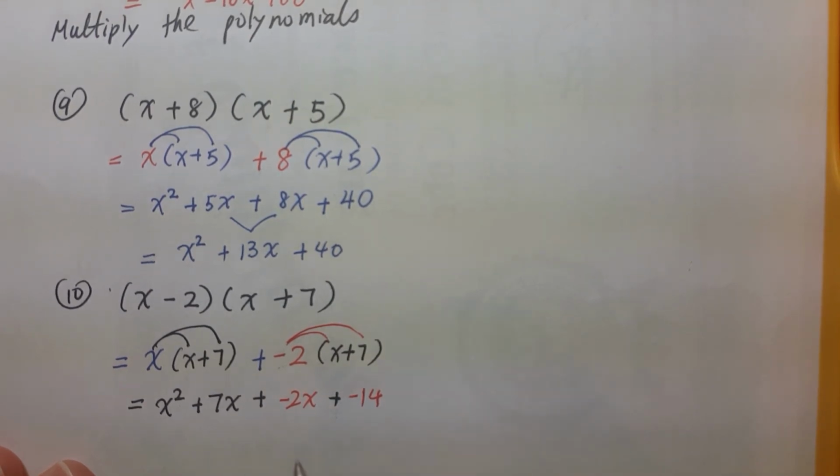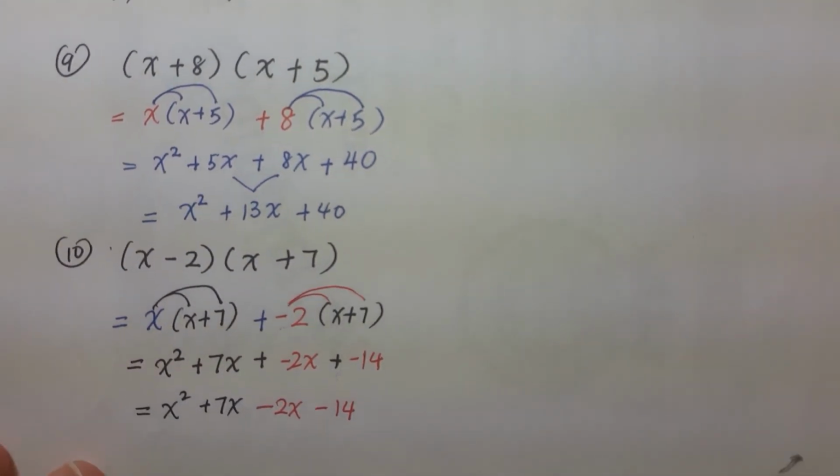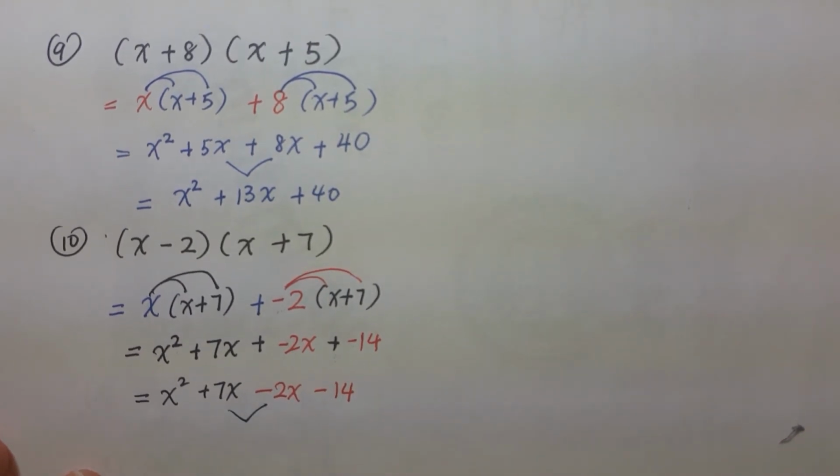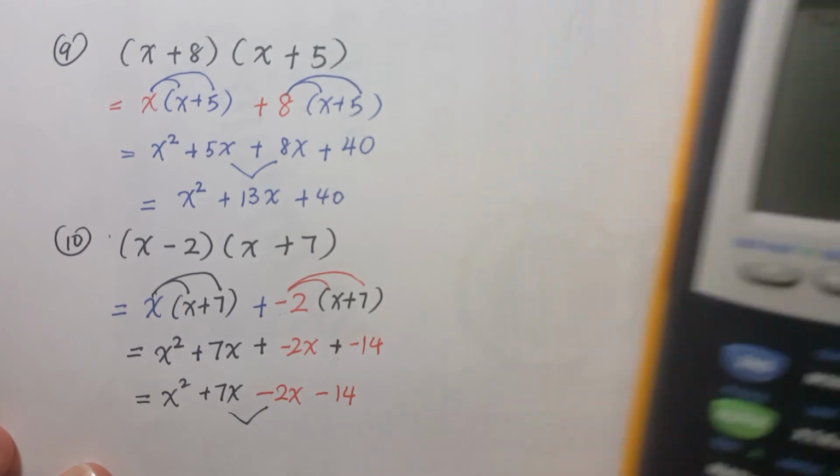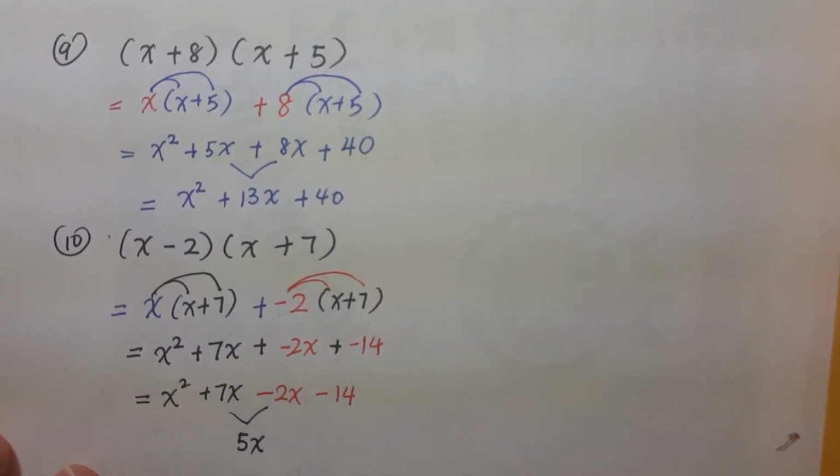So now we have these two signs, we can simplify. A plus and minus sign together become minus. So minus 2x, plus and minus together become minus 14. Now you're going to bring down the front, x squared plus 7x. Now you can see that we have like terms. So we get 7x minus 2x. So you're going to do 7 minus 2, so it's 5. So we write down 5x. Because it's positive, therefore we write plus. Now you're going to bring down the x squared, and then you bring down the minus 14. So we finished. So that's the answer.